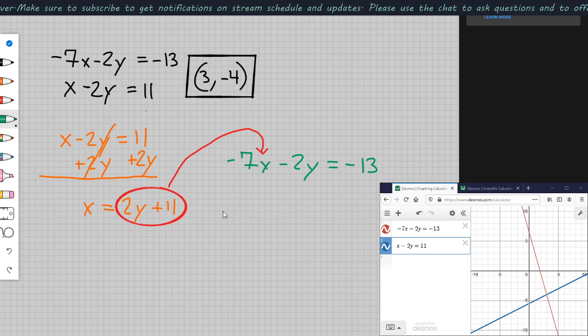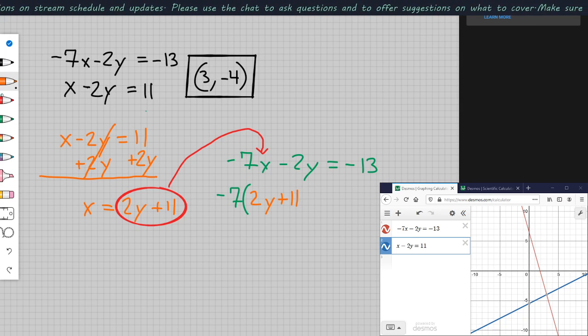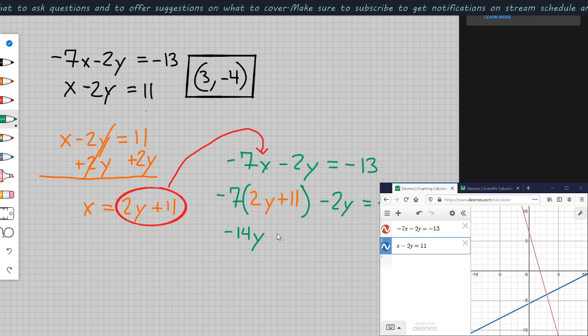So negative 7 times 2y plus 11 minus 2y equals negative 13. Now at this point, just distribute. So negative 7 times 2, negative 14y, negative 7 times 11, that's going to be negative 77. And then minus 2y equals negative 13.